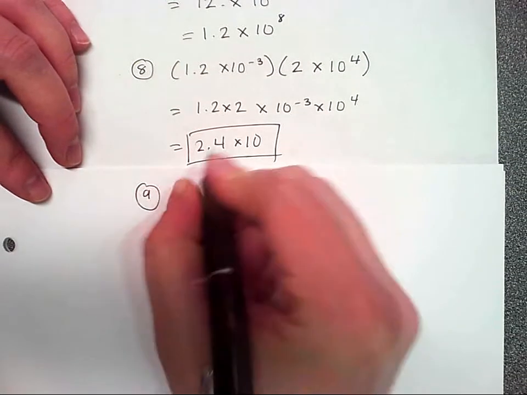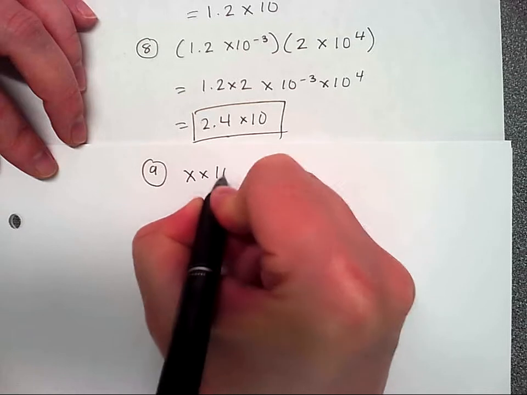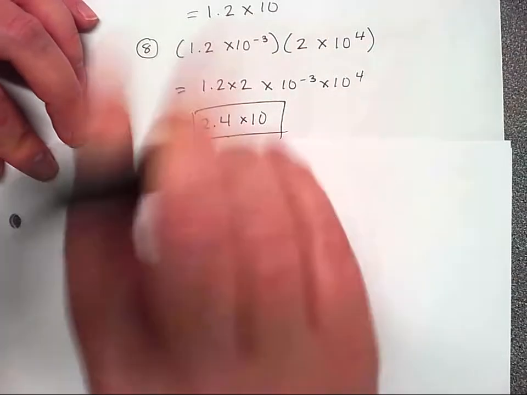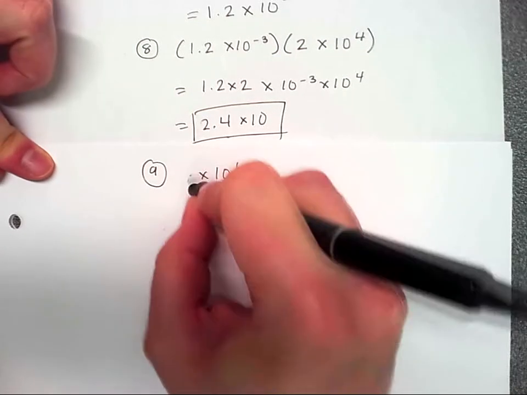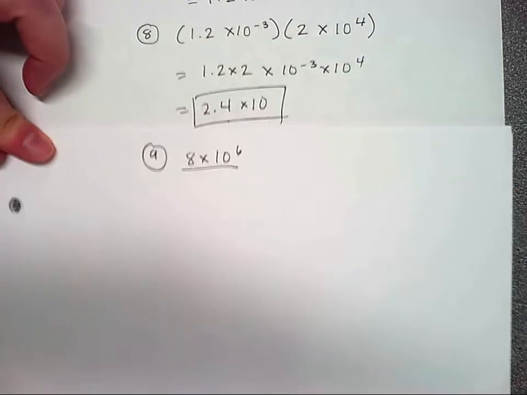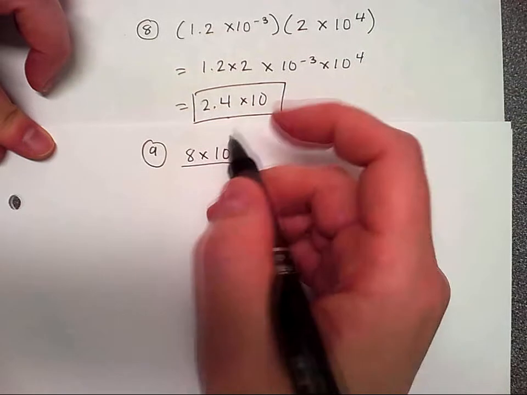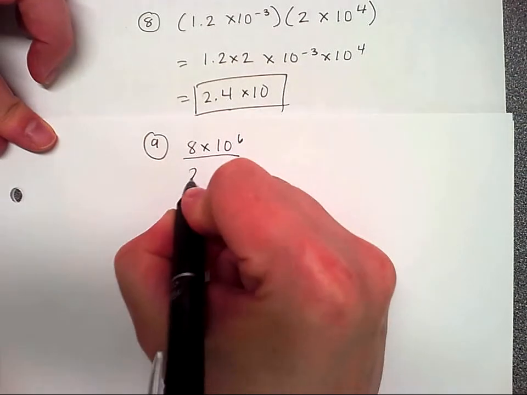Let's do another example. I have 8 times 10 to the 6. That's an 8. Sometimes the most challenging thing is writing and speaking at the same time. I always make written mistakes.